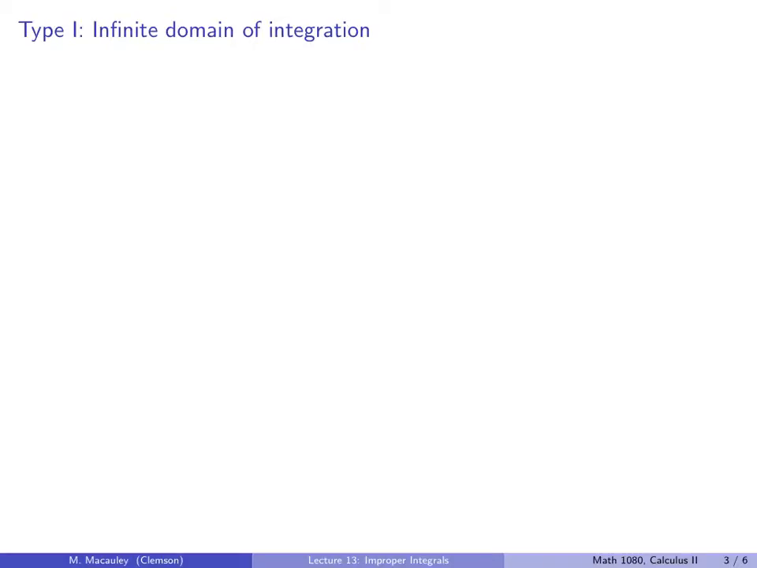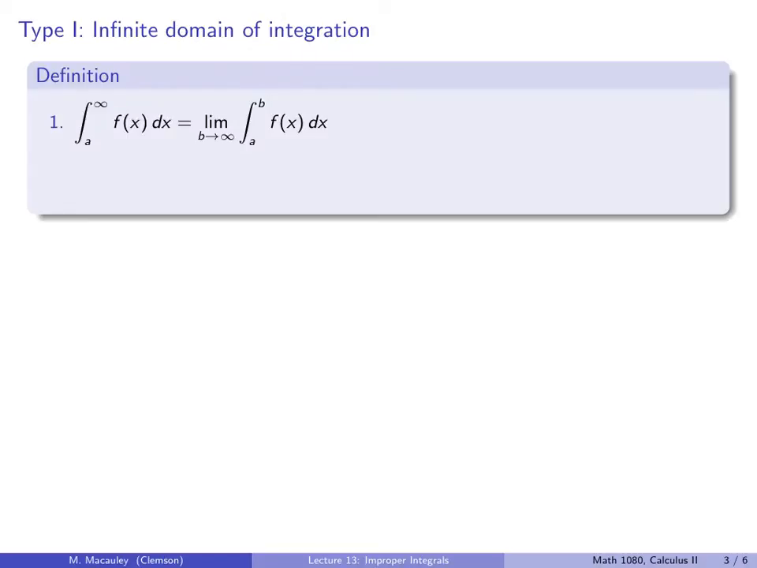Okay, so there's two types. One of them corresponds to a horizontal asymptote, or an infinite domain of integration. The other one corresponds to a vertical asymptote. For the first one, let me give two definitions. If the infinity is in the upper limit, then we define this integral to be just the limit. We fix a, and it's the limit of the integral from a to b as b goes to infinity.